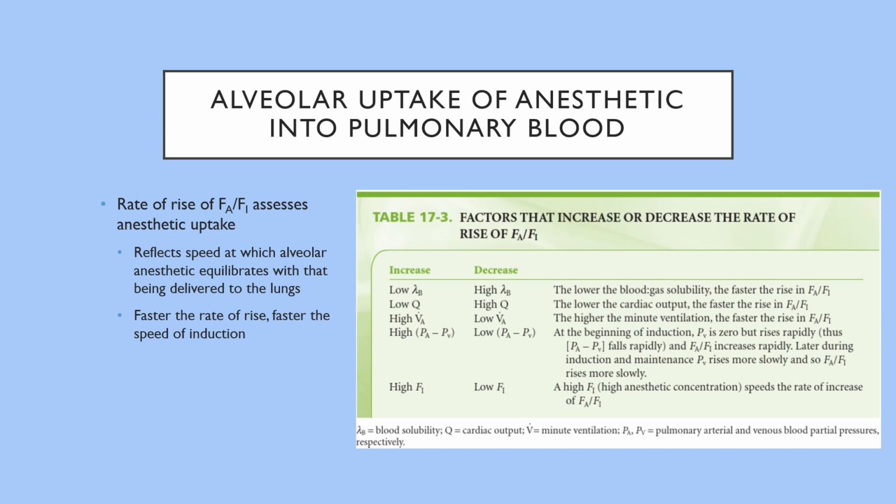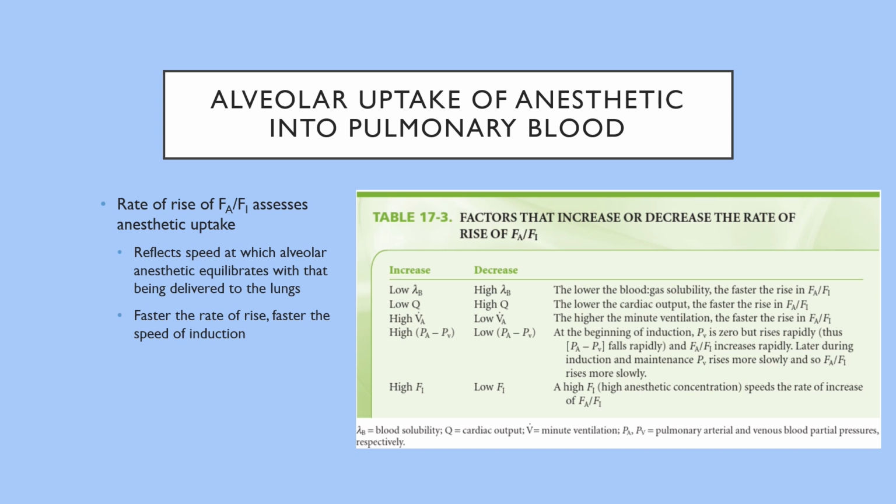Now recall that the fractional concentration of anesthetic in the alveoli is directly proportional to the partial pressure of anesthetic in the alveoli. So the rate of rise of FA to FI is a good way to assess anesthetic uptake. It reflects the speed at which alveolar anesthetic equilibrates with that being delivered to the lungs. In essence, the faster the rate of rise, the faster the speed of induction.